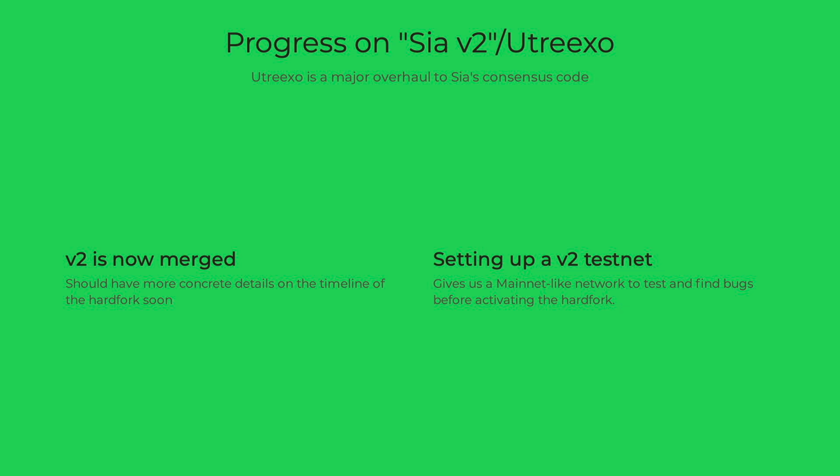The V2 code is now merged into core. That means we're getting very close to the hard fork, and in October we're going to be working on spinning up the first V2 testnet. That'll give developers the first look at Sia's implementation of U3XO, how it works, what it'll look like, and it'll also let developers test the new spending policies that are going to be used to enable atomic swaps with other ecosystems.